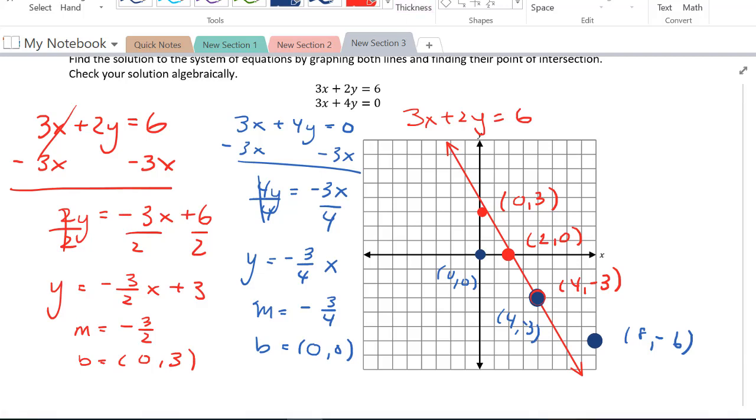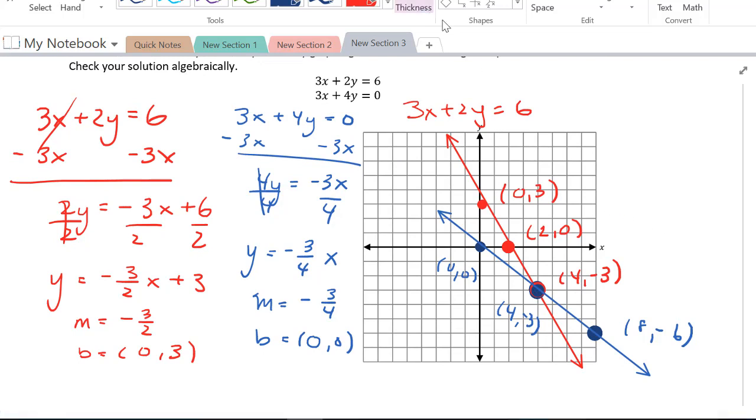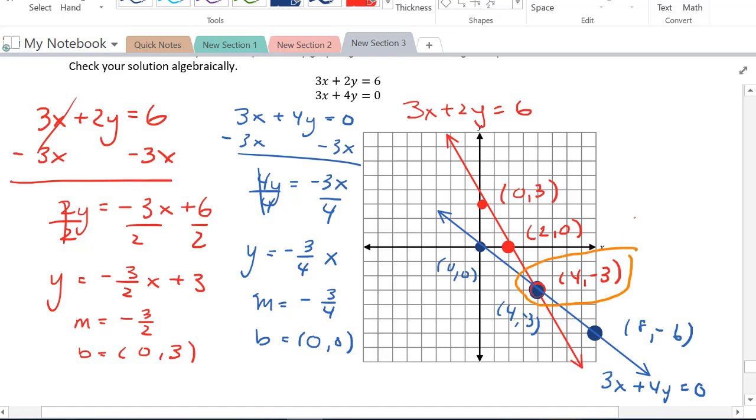Okay, we're going to plot our points. Again, you should use a straight edge. I have no choice, I'm going to have to sketch it here as best as I can. Okay, and as you can see, they intersect. This guy is 3x plus 4y equals 0. And as you can see, they intersect right here. So the solution for this one is 4, negative 3.